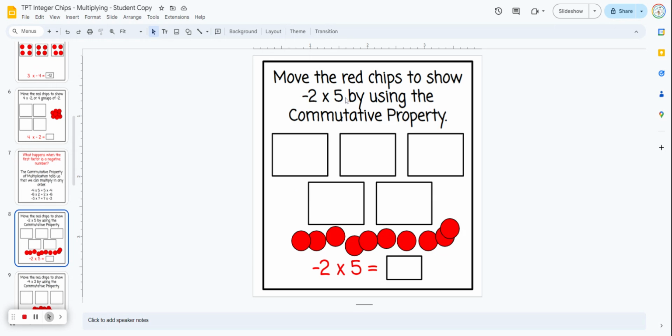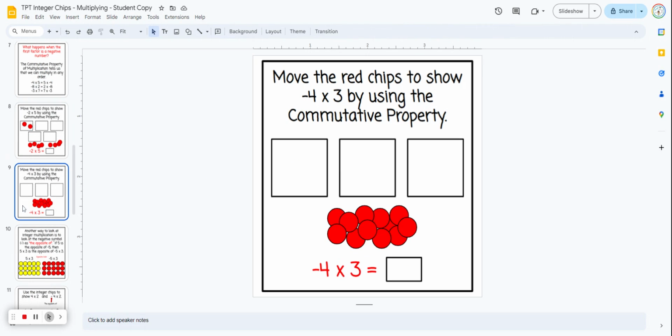So they're going to do that on the next slide. They have negative 2 times 5. If they switch the numbers, 5 times negative 2, then they have 5 groups with negative 2 in each group. And they're going to show that negative 2 in each group, and then they're going to count all of the chips to get their number, which will be a negative number. Same thing on the next slide, switch the numbers so that we have 3 groups of negative 4.